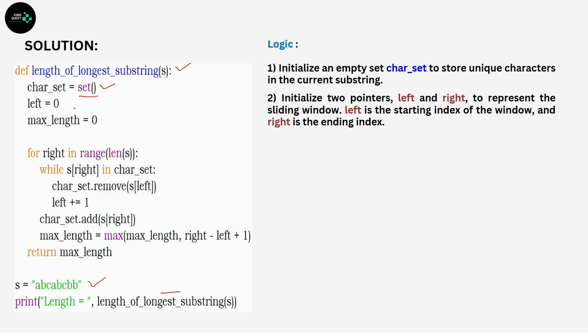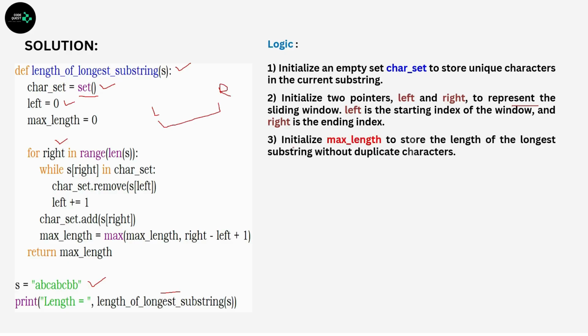We have taken two pointers, or two variables in fact. One is left, starting with 0. The other one is right. We have taken left and right to represent the sliding window, where left is the beginning index of the window and right is the end index of the window. Now we took one more variable, maxLength, which initially stores 0, will be updated in the due course of the execution, and towards the end it is going to give me the length of the longest substring without duplicate characters.